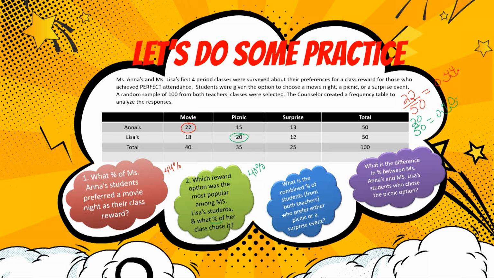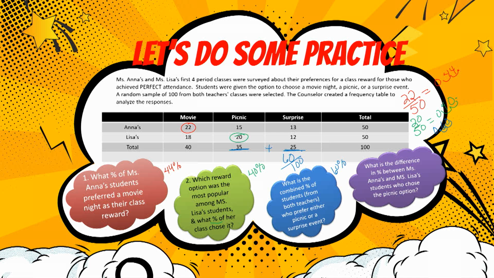Now let's look at the blue question. It says, what is the combined percent of students from both teachers who prefer either a picnic or a surprise event? Let's go for blue. We're looking at the picnic of both and the surprise for both. So when we add these, I get 60 out of the whole 100 students. Well, 60 divided by 100 is going to give me 0.60, which I move 2 places, and I get 60%. Good job.